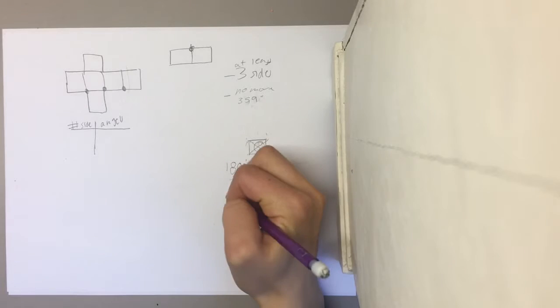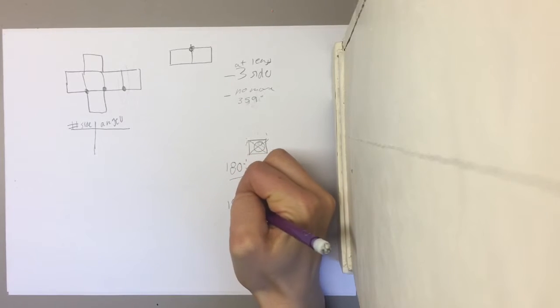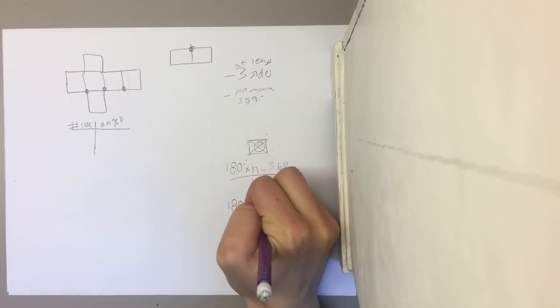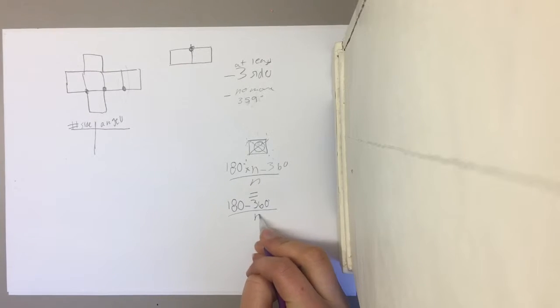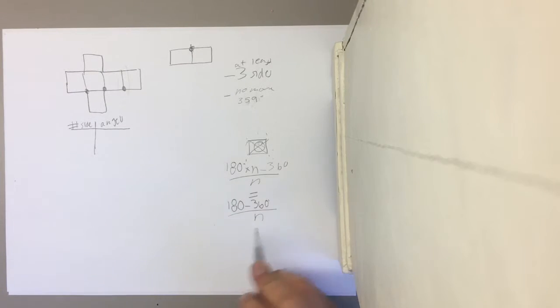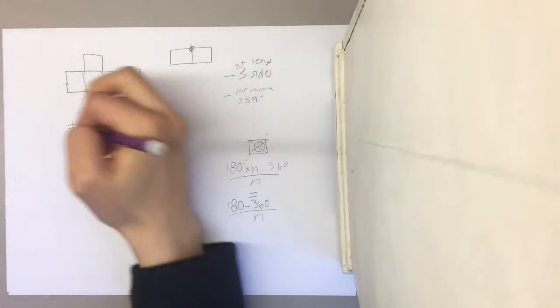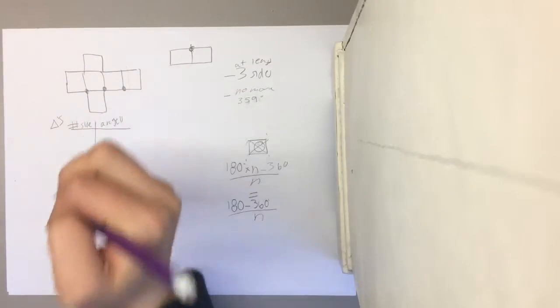And an easier way to write this is 180 minus 360 degrees over n. The top of it is the total amount of degrees, and the n is the number of sides. So we're going to go back to the equilateral triangle.